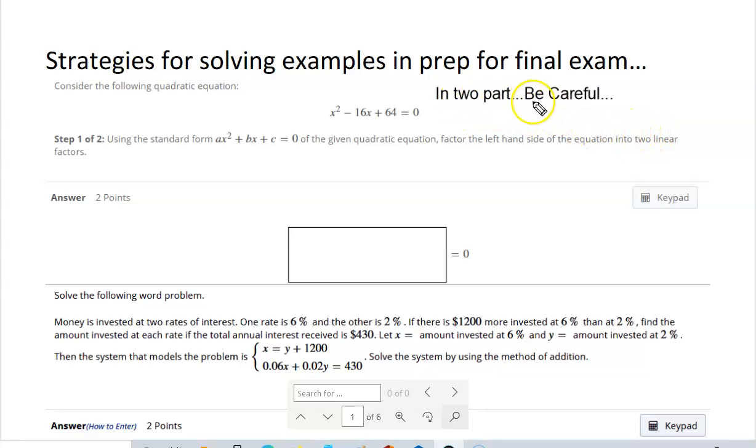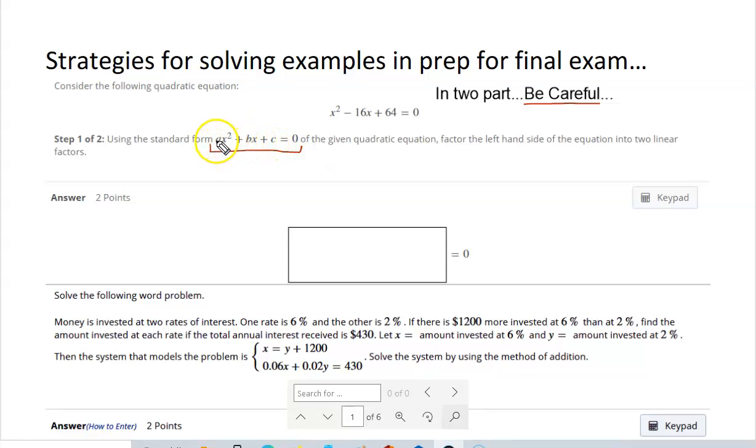Now, what I'm saying here is to be careful, because often you may not be answering the question the test makers are asking. So for instance, in this first example, we could call it number 1 or whatever, we have a quadratic equation in standard form. And they're going over what standard form is.